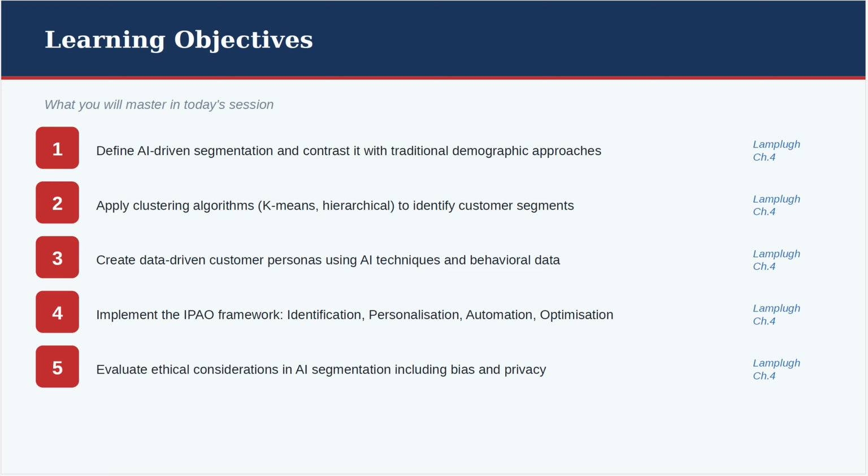We will try to use NLP and see how machine learning techniques can enrich this understanding. We will try to connect to week 5's personalization literature. And then we'll revisit the IPAO framework, which is identification, personalization, automation, and optimization. So we'll see how segmentation plays its role in there. And then some ethical things to consider, like bias in the algorithms, privacy with combined data, transparency requirements. So we'll have a look at all that.